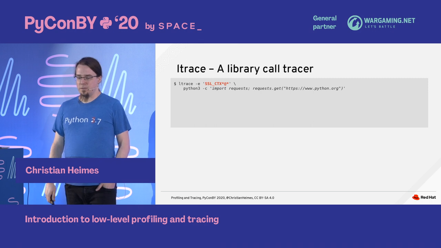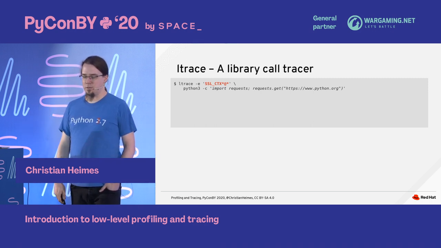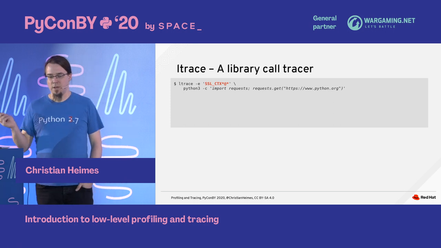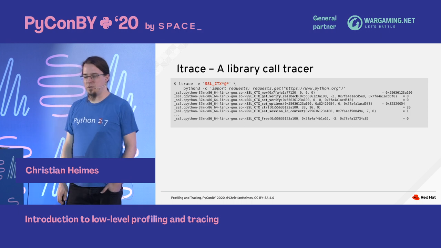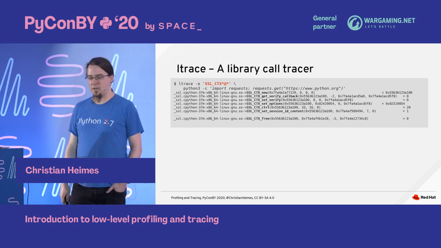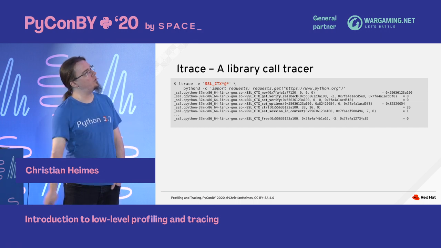One is ltrace, a library tracer. You can actually see which kind of function calls you're making. That's what GDB, for example, uses. So I ran ltrace on a Python call doing requests, and I can see which functions are called, starting with SSL_CTX_star. I'm working on the SSL module, and I often have to debug SSL issues, and this is very useful for that.